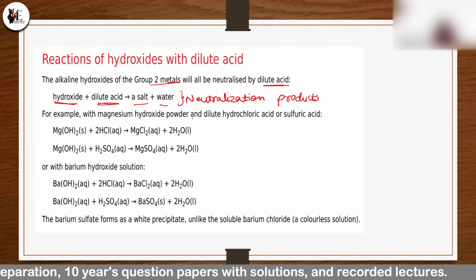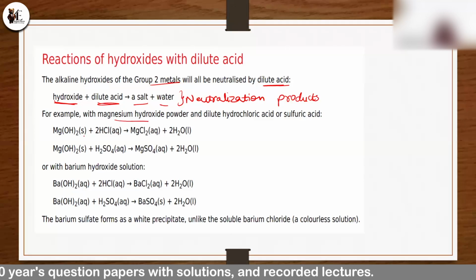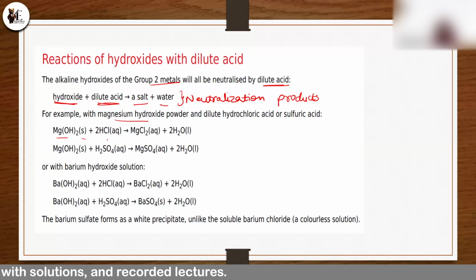So, for an example, if we see magnesium hydroxide powder, we have magnesium hydroxide. Since it is powder, it is in the solid form. We react it with a dilute HCl. We have a salt of magnesium chloride plus H2O gets liberated.